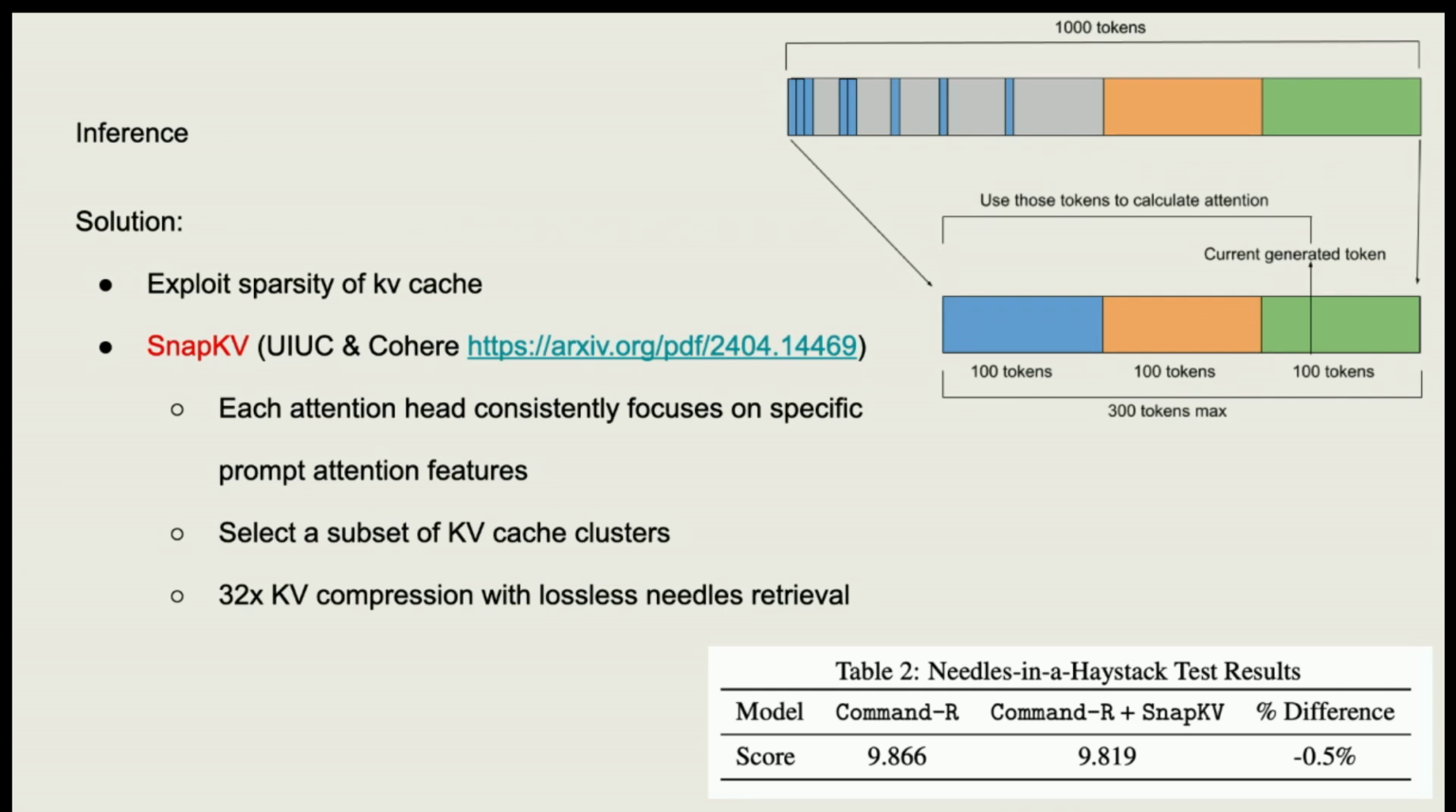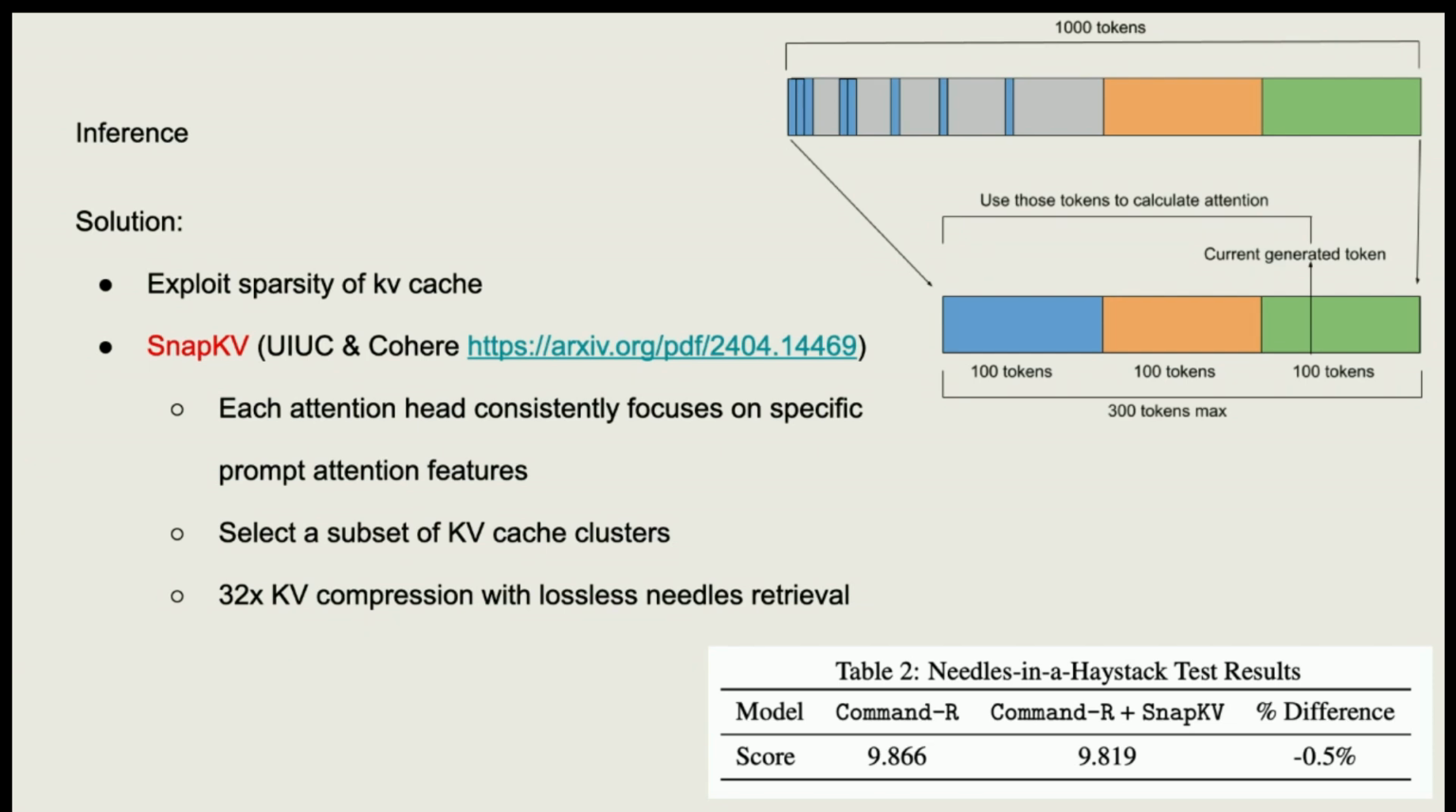I'm going to briefly introduce our prior work on this, which is called SnapKV. It's a collaboration between Cohere and UIUC. We try to exploit the sparsity of the KV cache to compress it. Let's say you have an entire conversational history. We're trying to compress the tokens based on the attention scores. So at the pre-filling stage, we're selecting from the conversational history. And in the decoding stage, we only need to attend to, let's say, the 100 tokens we selected instead of the entire conversational history.